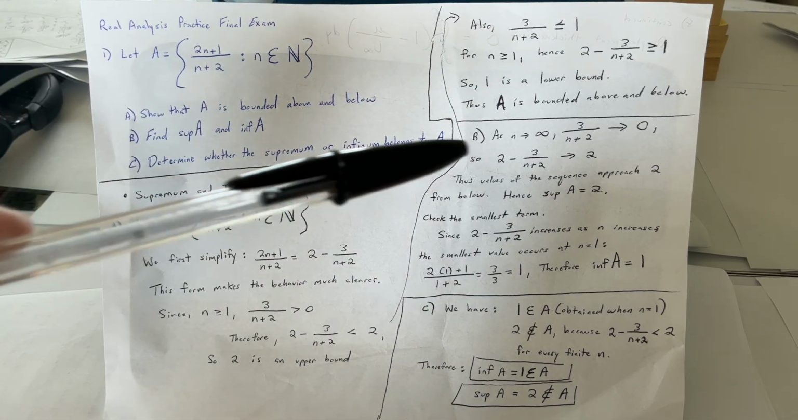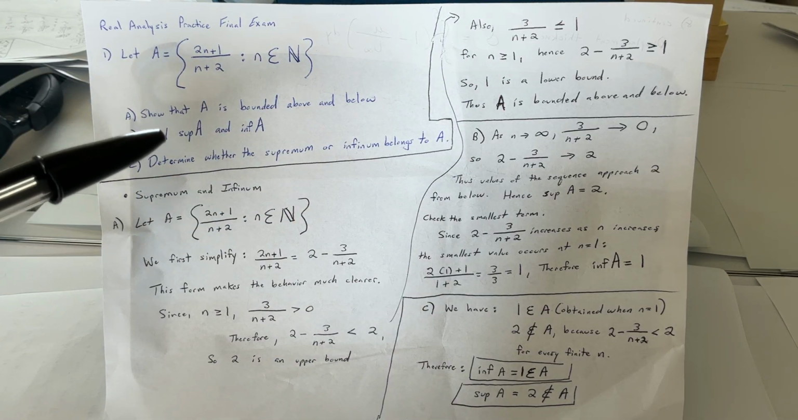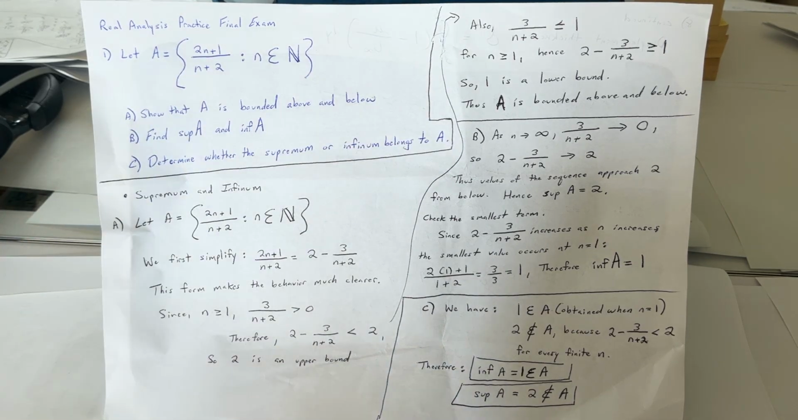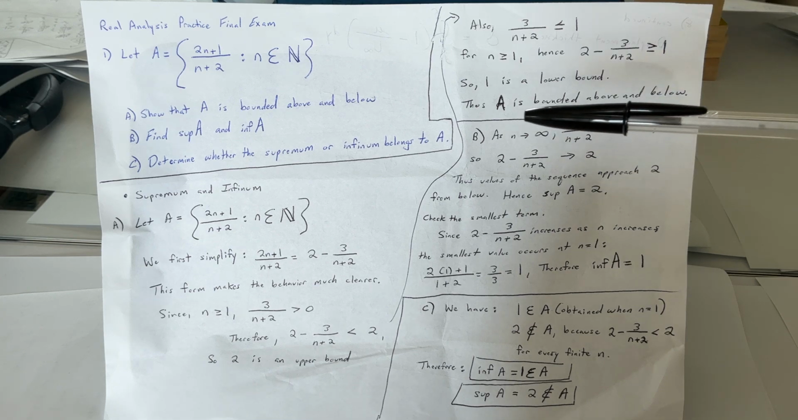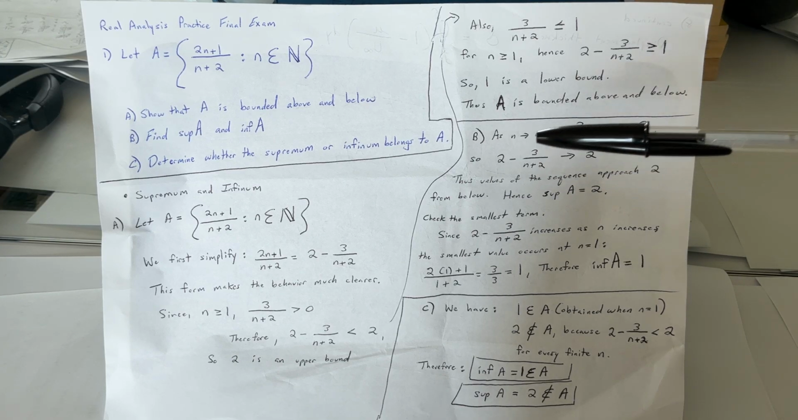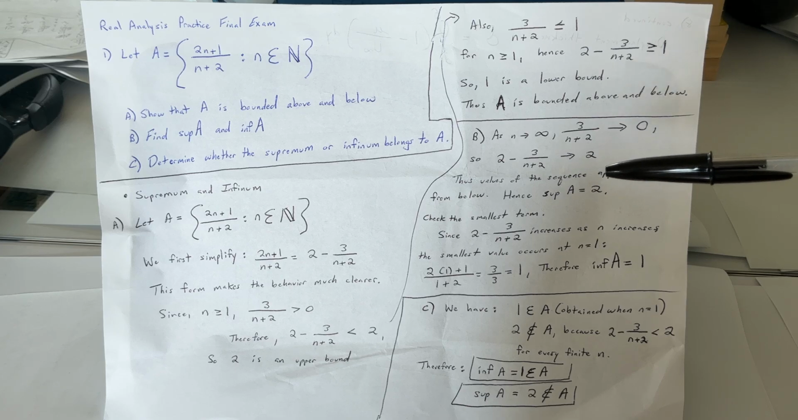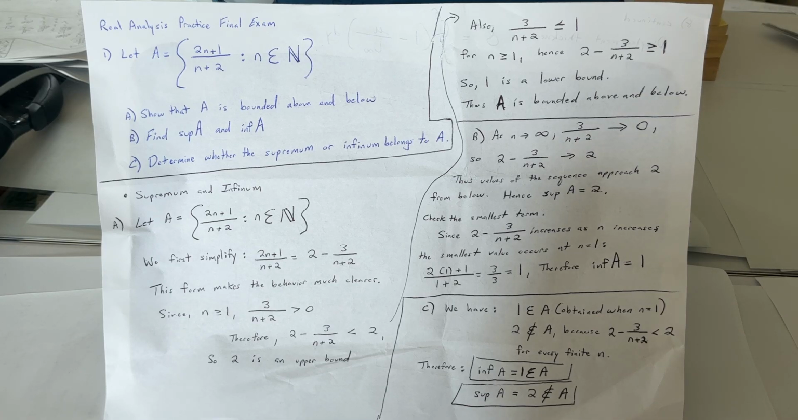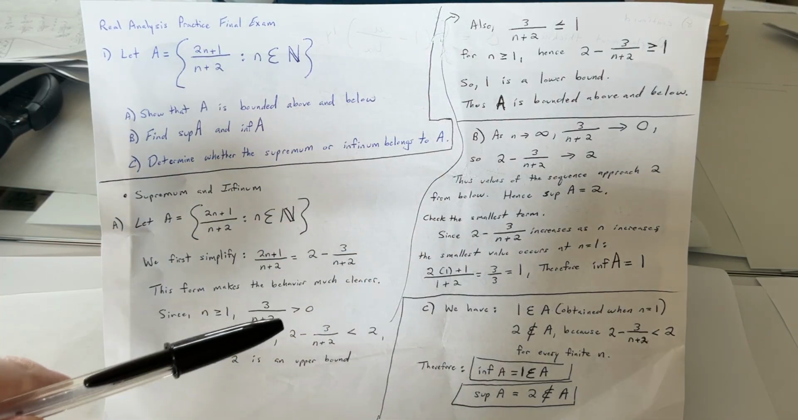There's the work. For part B, find the supremum of A and the infimum of A. Let's see what we can do. As n approaches infinity, 3 over n plus 2 approaches 0. So 2 minus 3 over n plus 2 is approaching 2. Thus the values of the sequence approach 2 from below. Hence, the supremum of A is 2.